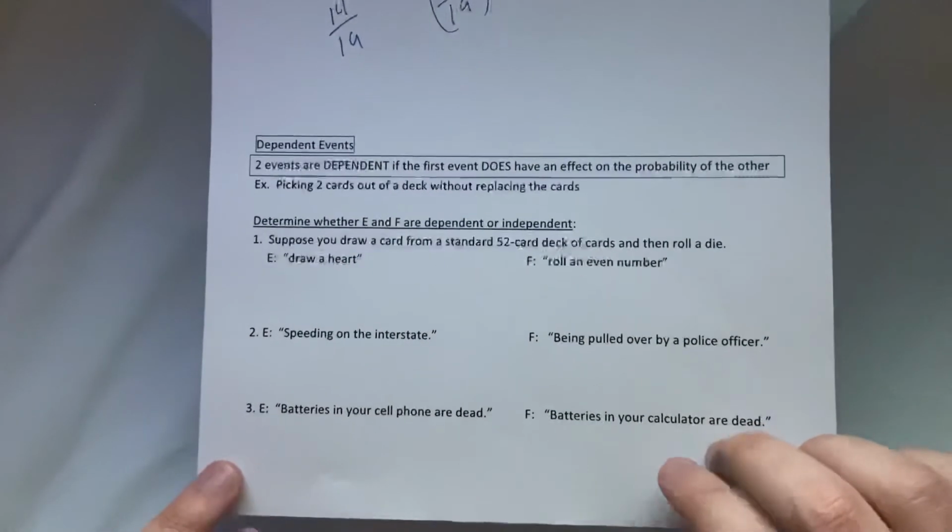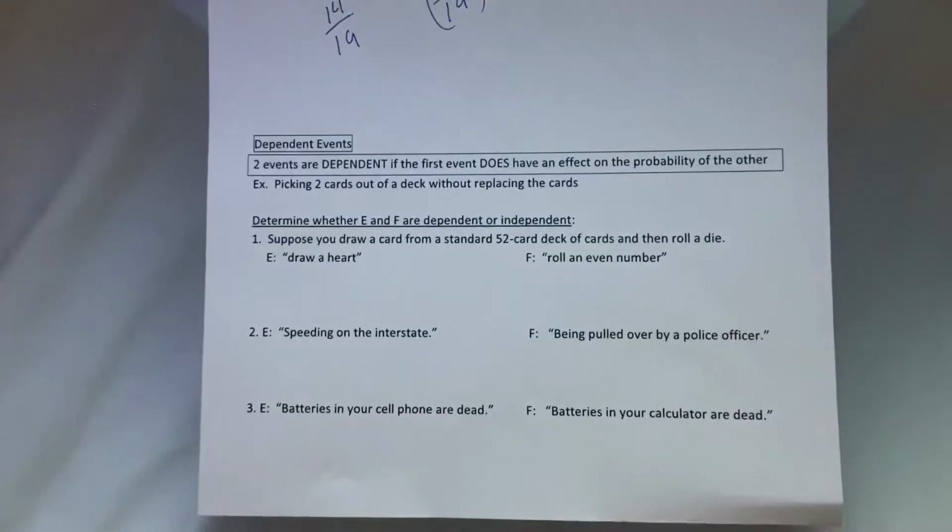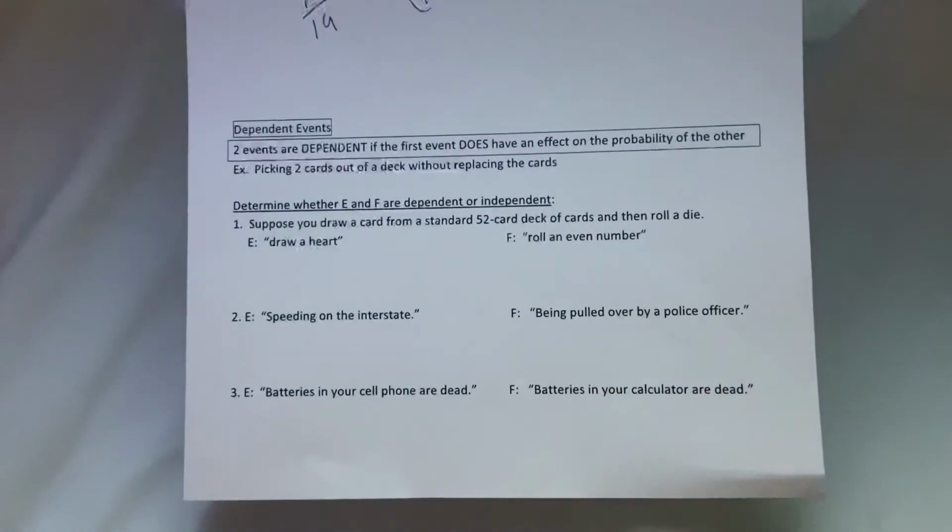Dependent events. 2 events are dependent if the first event does have an effect on the probability of the other. So picking 2 cards out of a deck without replacing. For example, if you get an ace in your first card, you now have fewer aces in the deck, so it becomes harder to pick an ace in the second card. One thing that tends to happen, getting an A on the first test, does it increase your chances of getting an A in the class overall? Well, yes. So let's just talk about determining whether or not E and F are dependent or independent.